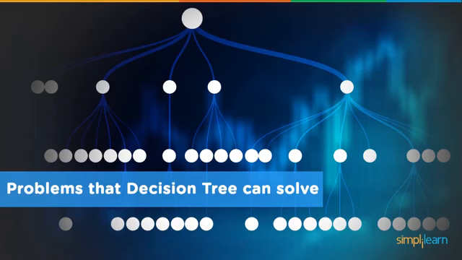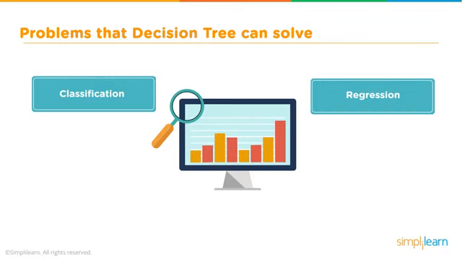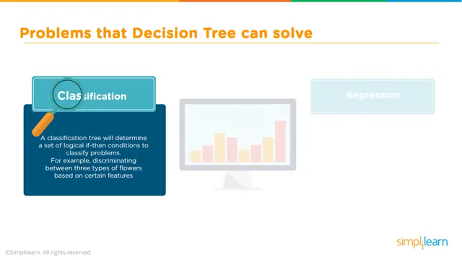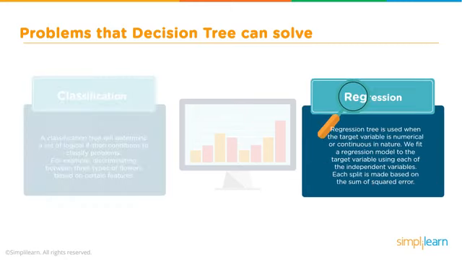Problems that decision trees can solve. So let's look at the two different categories the decision tree can be used on. It can be used on classification, the true, false, yes, no, and it can be used on regression, where we figure out what the next value is in a series of numbers or a group of data. In classification, the classification tree will determine a set of logical if-then conditions to classify problems. For example, discriminating between 3 types of flowers based on certain features. In regression, a regression tree is used when the target variable is numerical or continuous in nature. We fit the regression model to the target variable using each of the independent variables. Each split is made based on the sum of squared error.